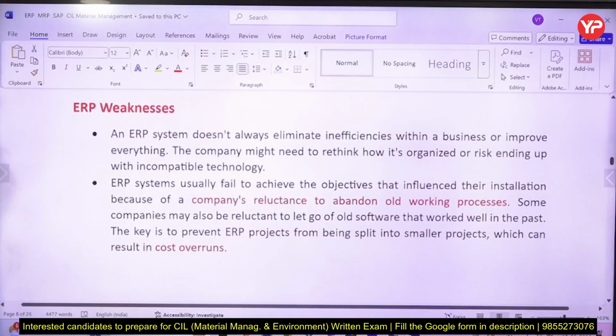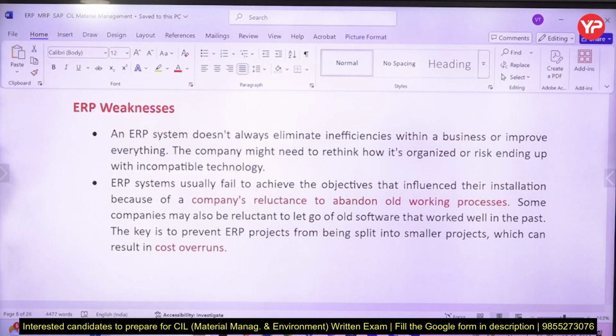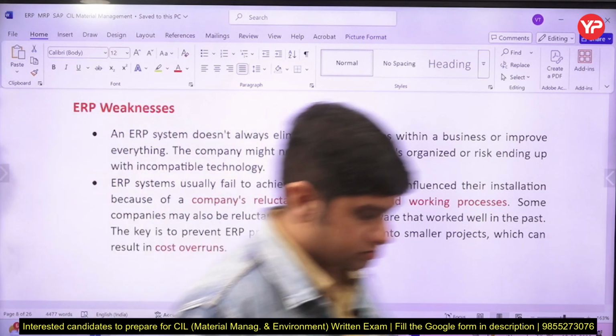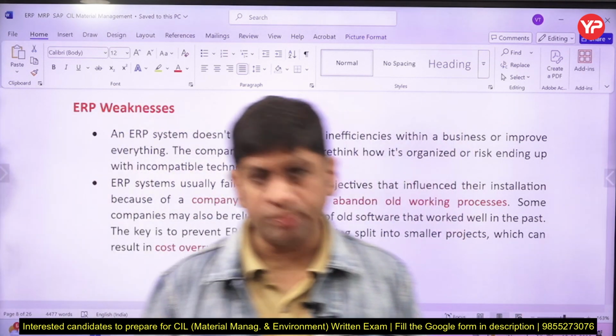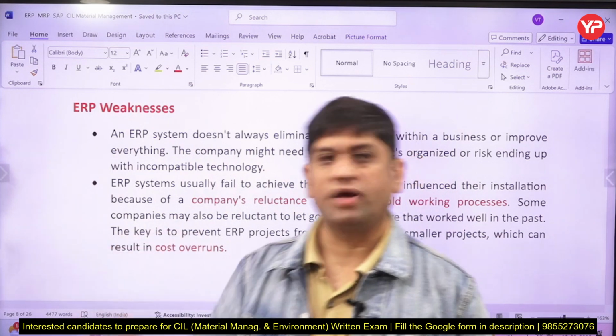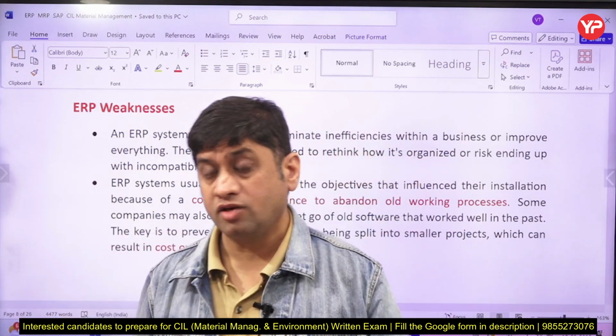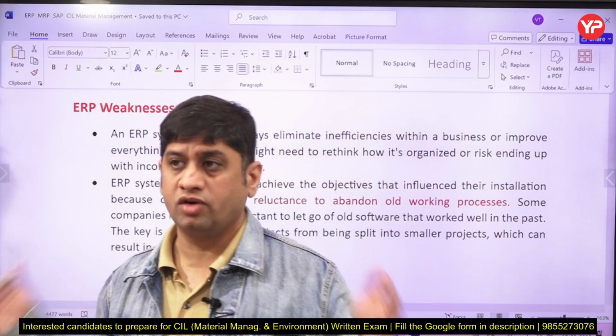This is a weakness. We are saying that ERP will eliminate the inefficiency the business has and everything will get improved, but that is not always the story. Because if the organization is not equipped with trained employees or things, they don't work on that. This is only technology, this is only software.